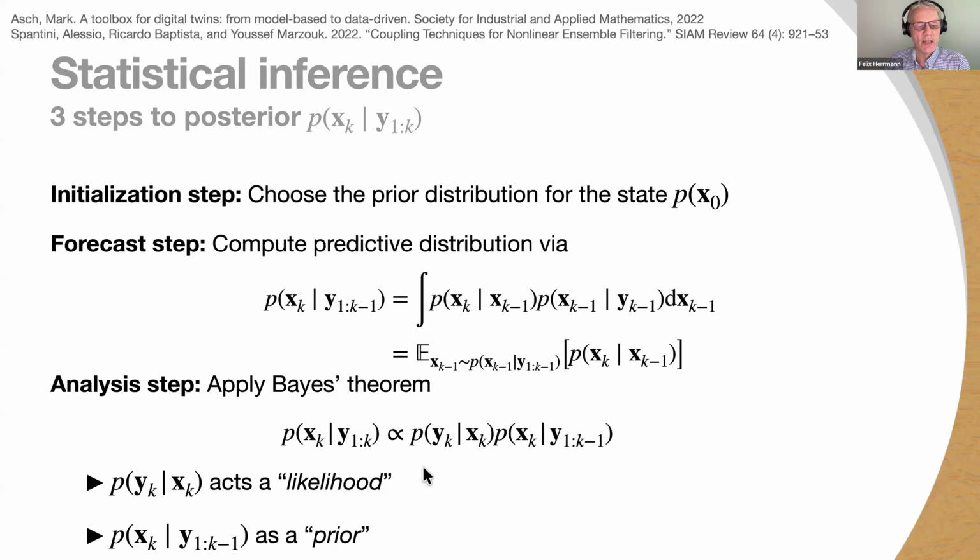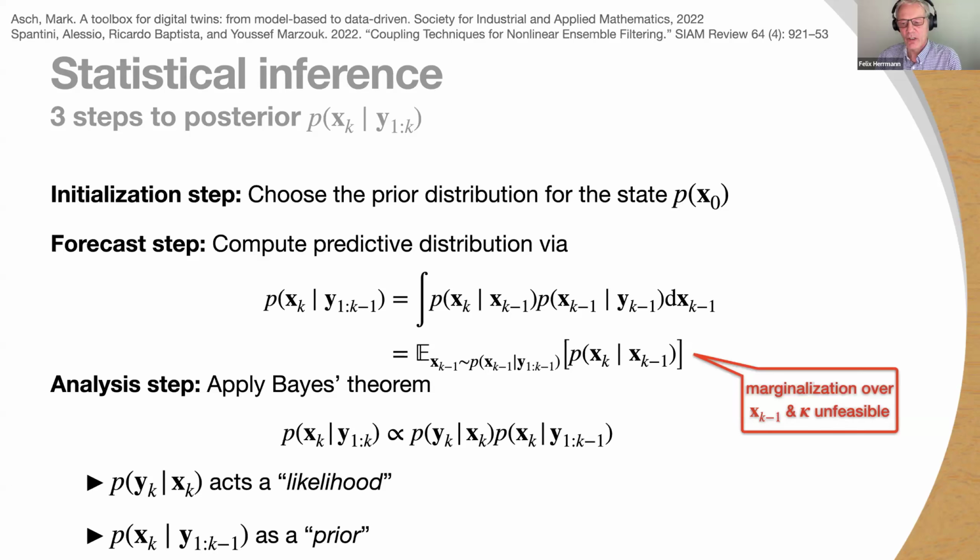Now, this involves high-dimensional integrations. That's problematic, but the nice thing is that this can be interpreted in the sense of Bayes. So this p(yk given xk) acts as a likelihood, and you have a prior, but the prior really has information of the past of the system. And so the marginalization over this xk, but actually also over the permeability, which is that nuisance parameter, is unfeasible, right? So we have to come up with a technique to overcome that.